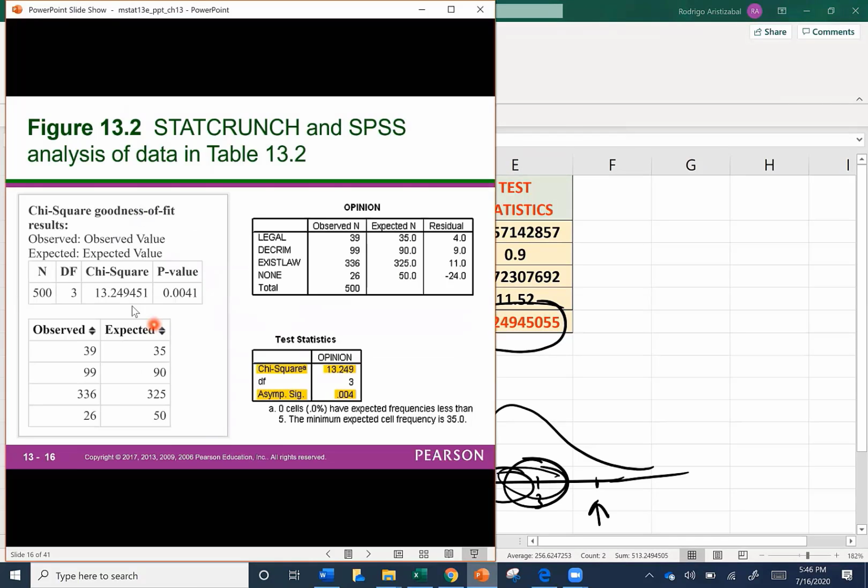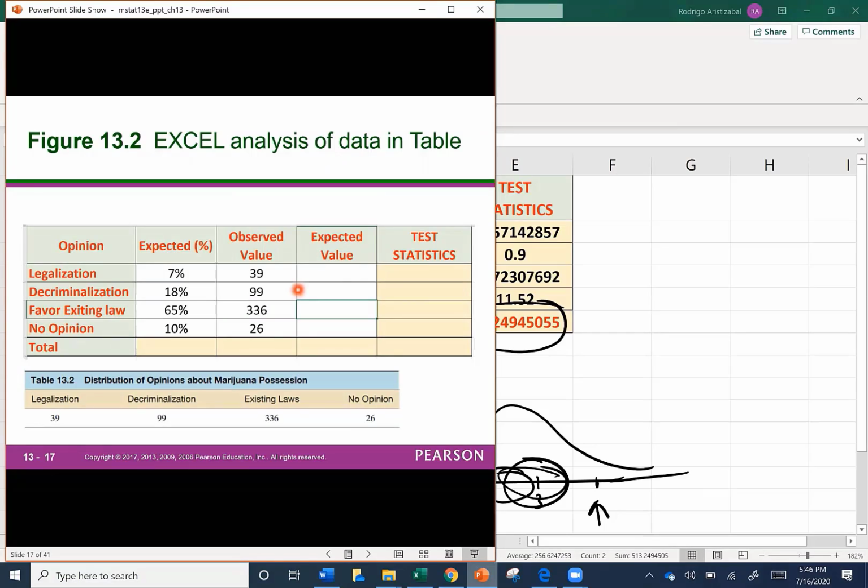That is the result in my StatLab. This is the result in SPSS. You can use any software. And this is the operation in Excel. That is not your work. You use this to show your work.